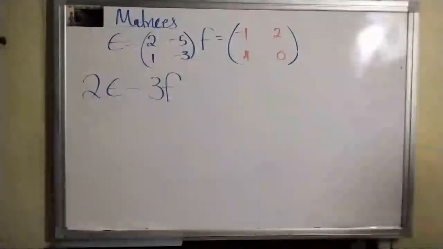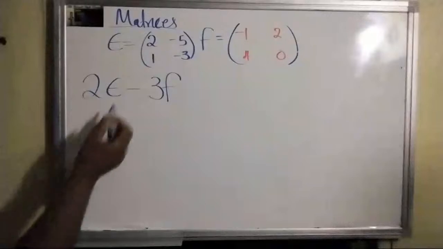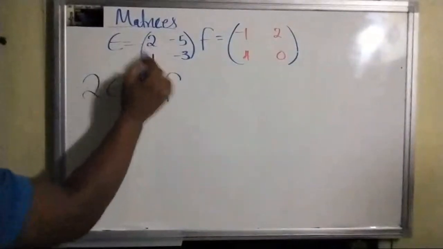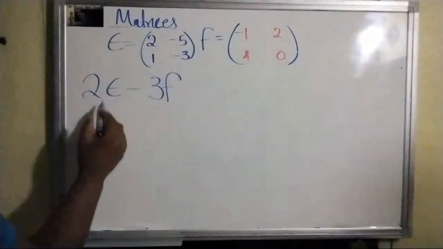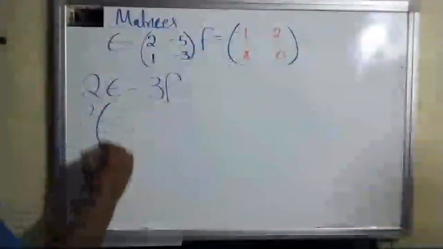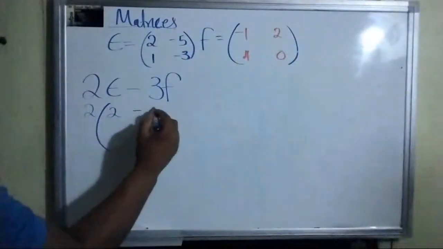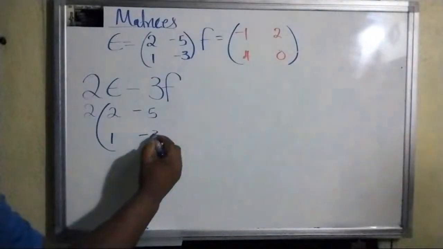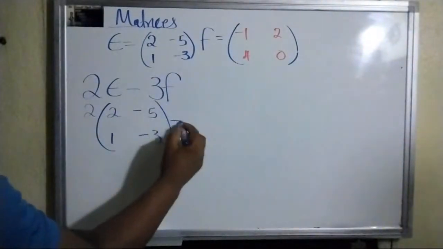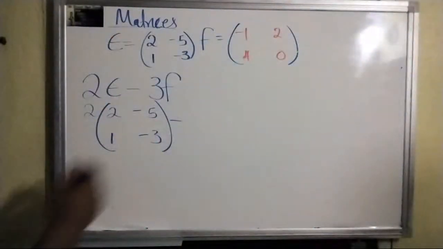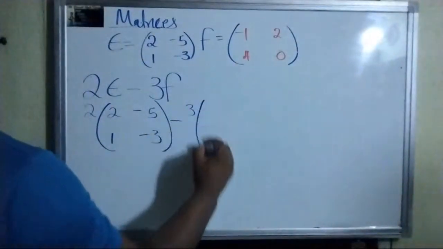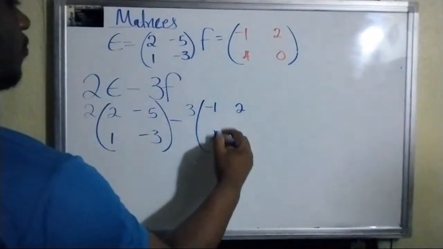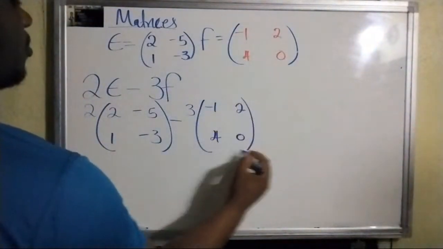Alright. Let me just rewrite it and help you guys. What it means is you're going to multiply all the elements in E by 2. So we're doubling it, so it's 2 times 2, then 2 times 5, 2 times 1, 2 times negative 3, right? Minus 3F. So we have the 3 right here. Negative 1, 2, 4, and 0. Alright.